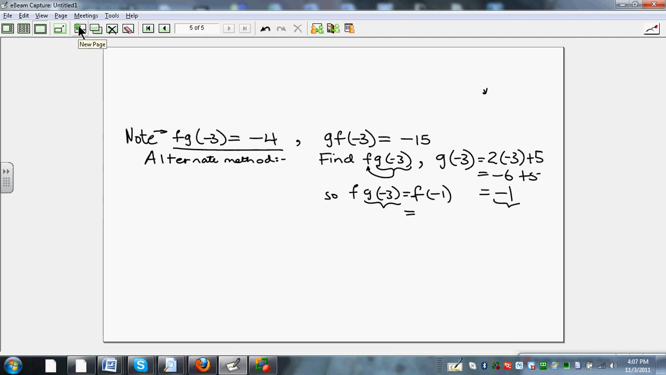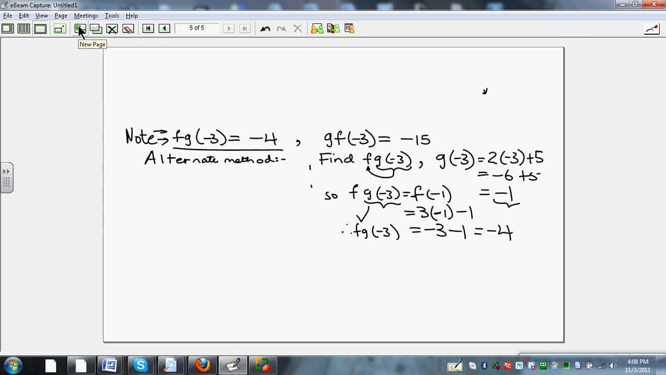f of minus 1 will be, going back to what f of x is, 3x minus 1. So f of minus 1 will mean remove the x and replace it with minus 1. So it becomes 3 by minus 1 minus 1. And that works out to be 3 by minus 1 is minus 3, minus 1. And minus 3 minus 1 is equal to minus 4. So therefore, fg of minus 3 is equal to minus 4. And we did find that that was the case when we did it the first way. So we know that this method is also correct.